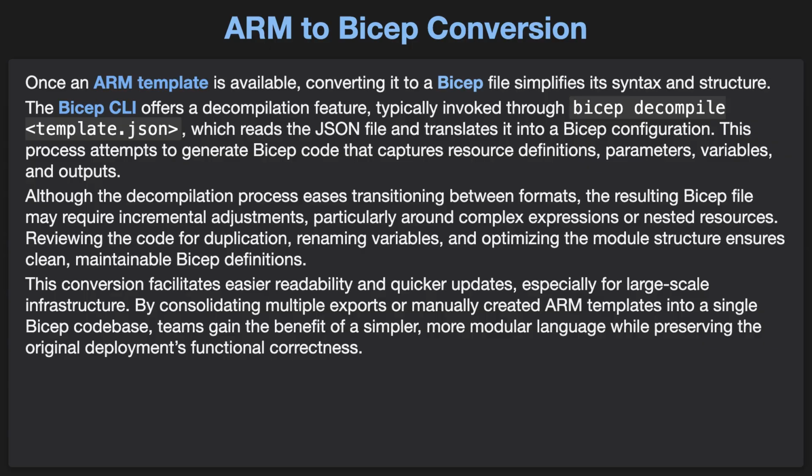Reviewing the code for duplication, renaming variables, and optimizing the module structure ensures clean, maintainable Bicep definitions. This conversion facilitates easier readability and quicker updates, especially for large-scale infrastructure. By consolidating multiple exports or manually created ARM templates into a single Bicep codebase, teams gain the benefit of a simpler, more modular language while preserving the original deployment's functional correctness.